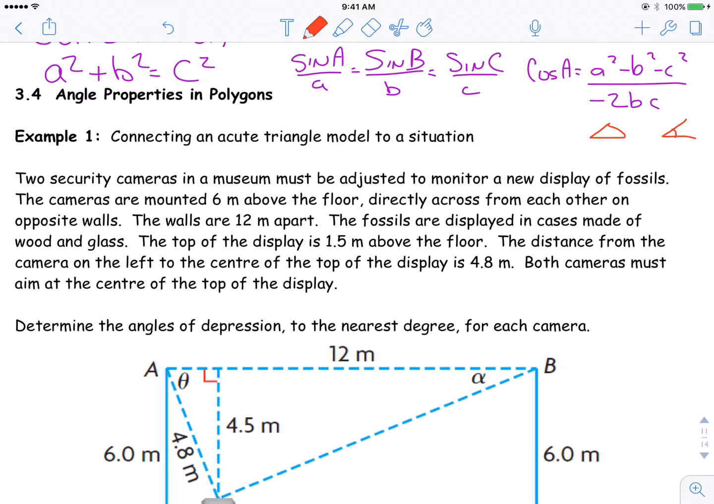Two security cameras at a museum must be adjusted to monitor a new display of fossils. The cameras are mounted 6 meters above the floor, directly across from each other on opposite walls. The walls are 12 meters apart. The fossils are displayed in cases made of wood and glass. The top of the display is 1.5 meters above the floor. The distance from the camera on the left to the center of the top of the display is 4.8 meters. Both cameras must aim at the center of the top of the display. Determine the angles of depression to the nearest degree for each camera.